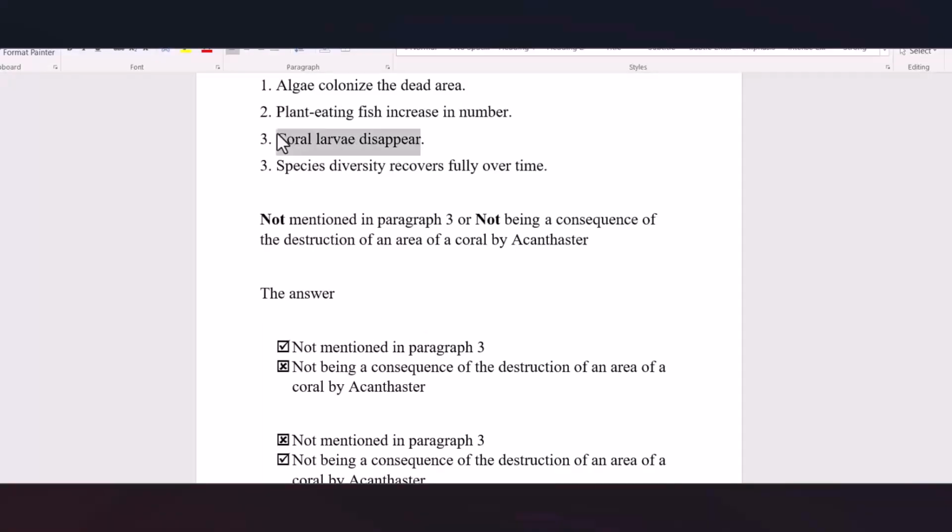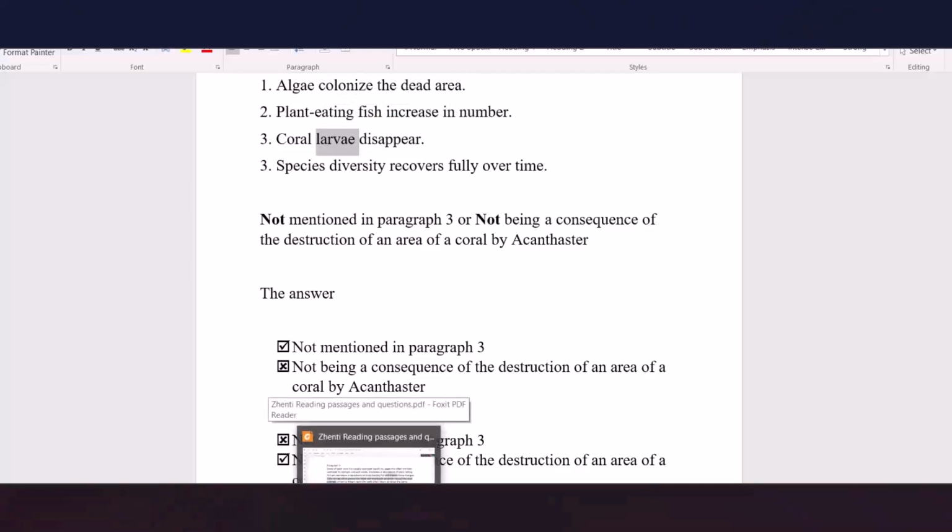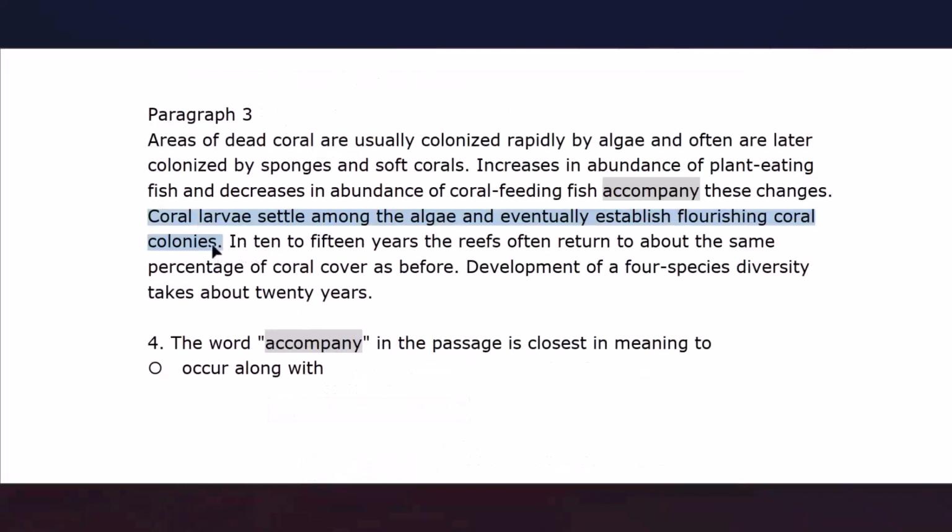The third option, coral larvae disappear. Larvae, like algae, is plural Latin, and the author, due to this state of being plural, has employed the plural form of the verb disappear to accompany larvae, to establish an agreement between the verb and the subject, that is larvae here. But we should check this option in the sentence.